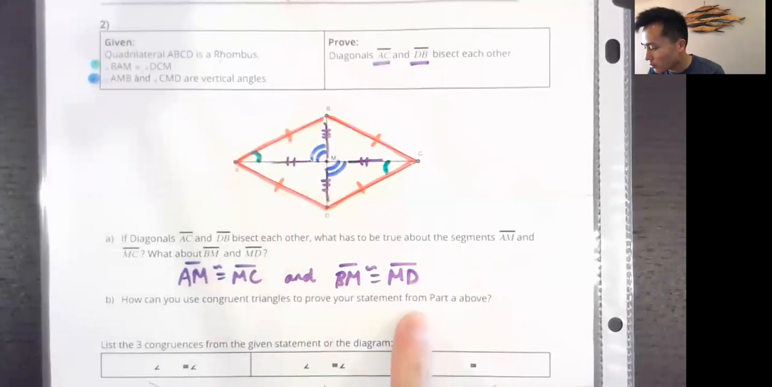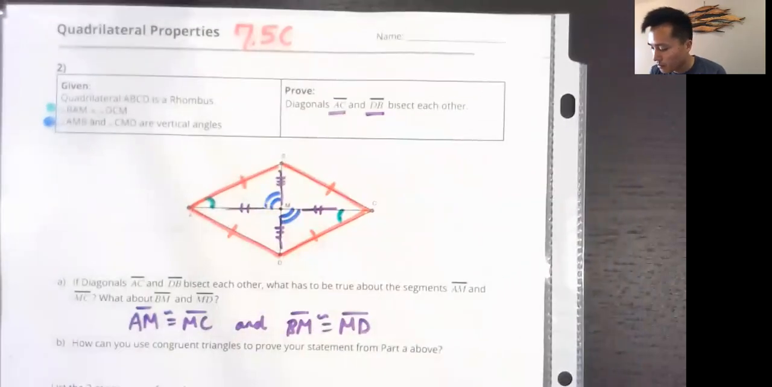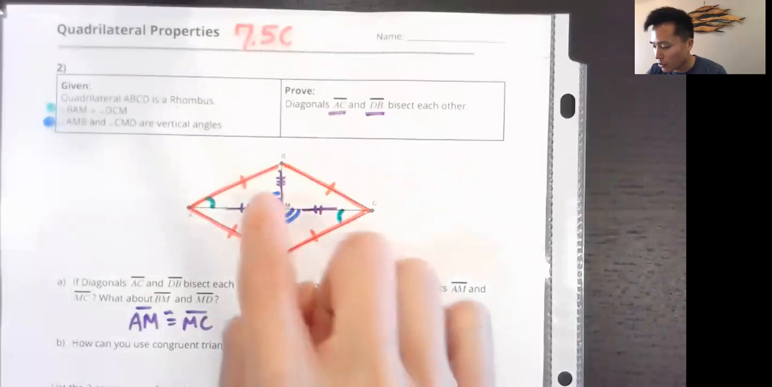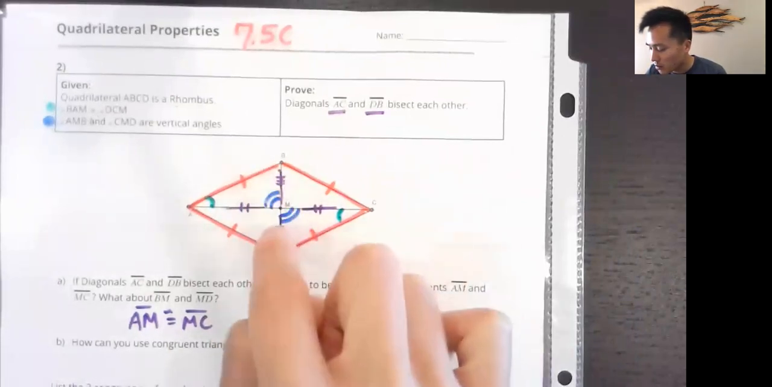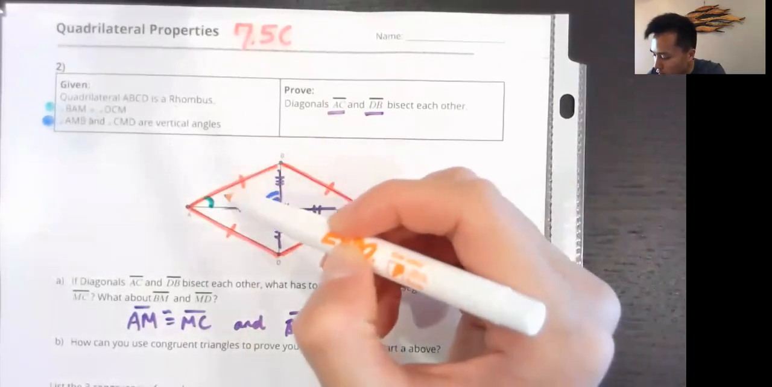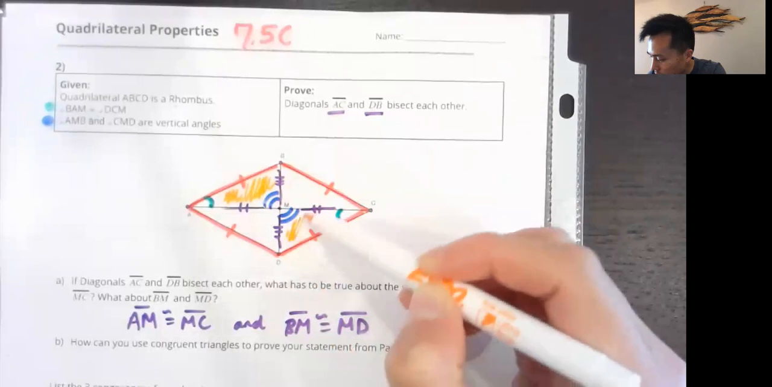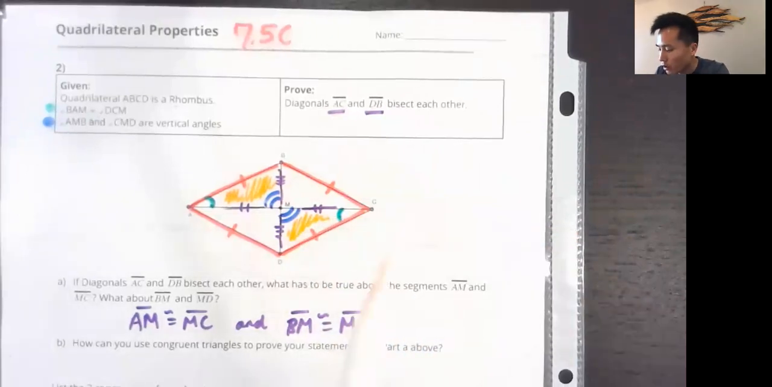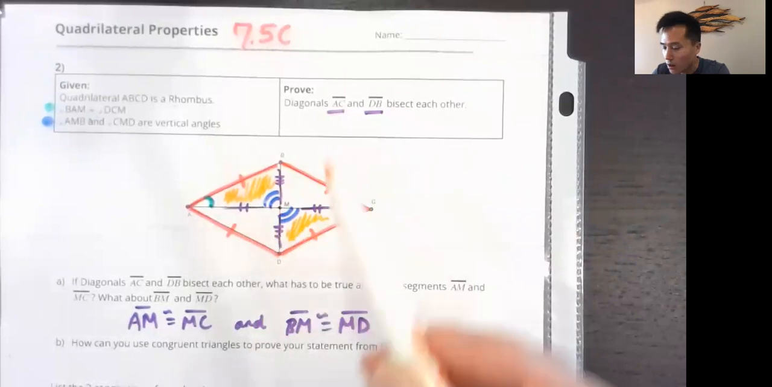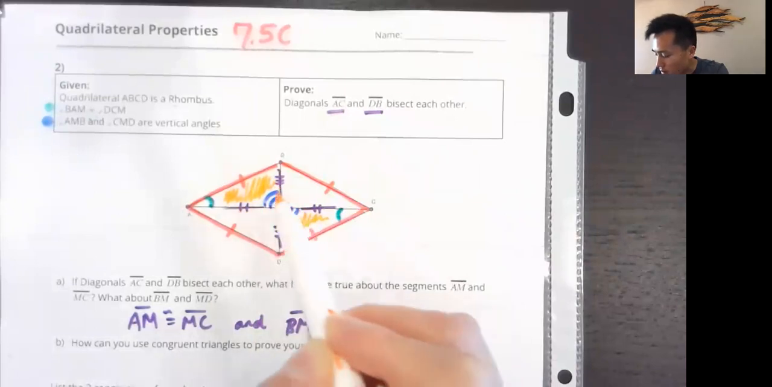How can we use congruent triangles to prove this? That AM is congruent to MC and that BM is congruent to MD? Well, let's take a look at our diagram. If we're trying to prove that these two diagonals are splitting each other in half, notice how if we just focus on this triangle up here and this triangle right here, and we can prove that those two triangles are congruent, then we'll be able to prove that these matching sides are also congruent.